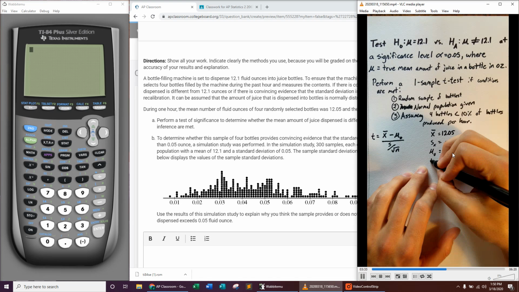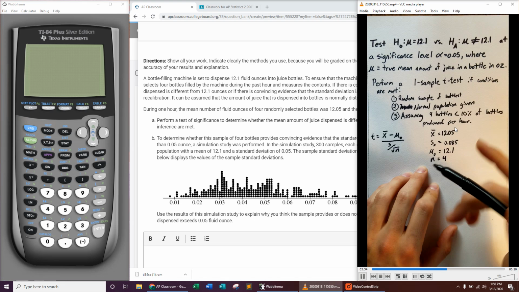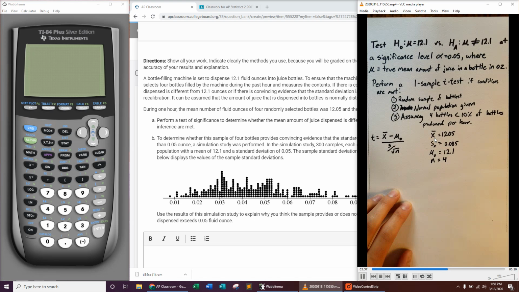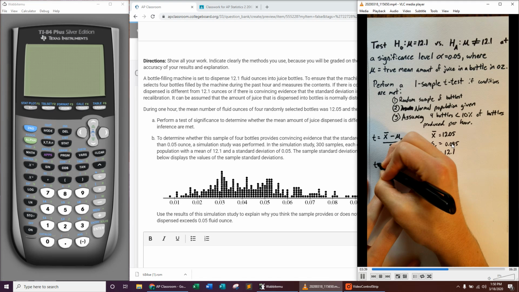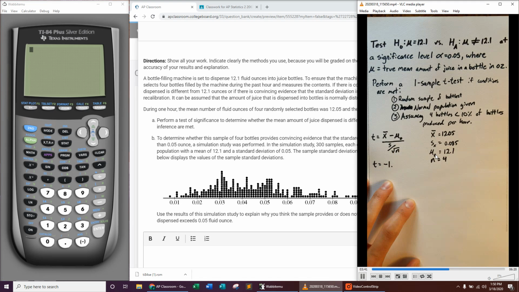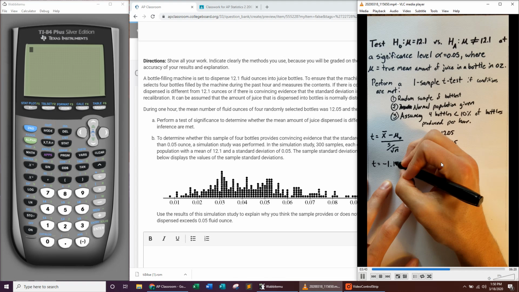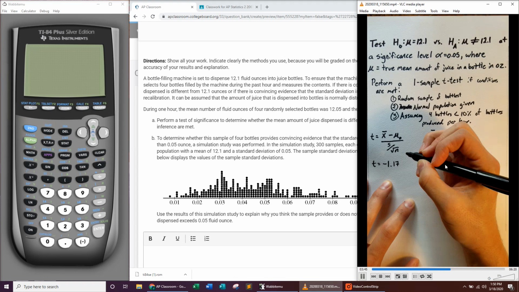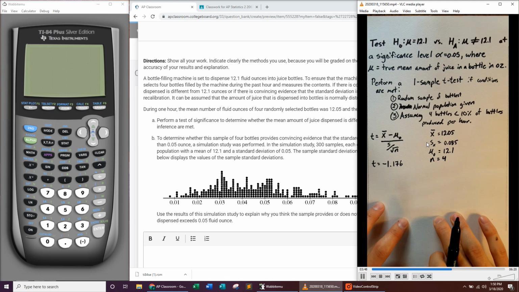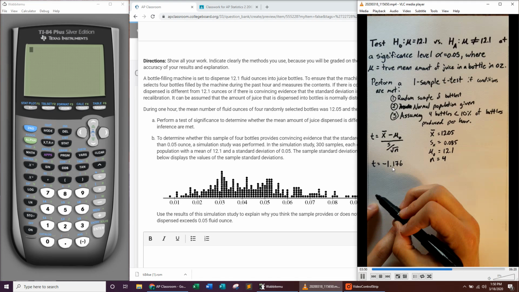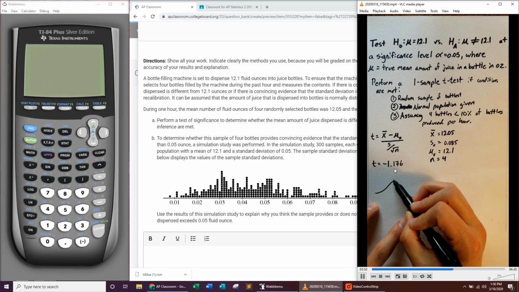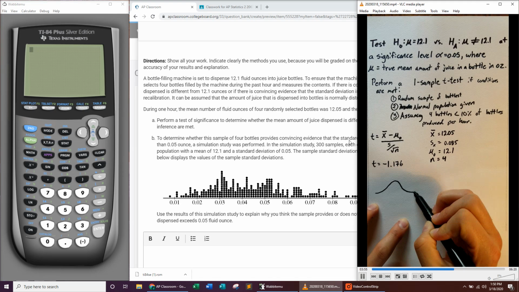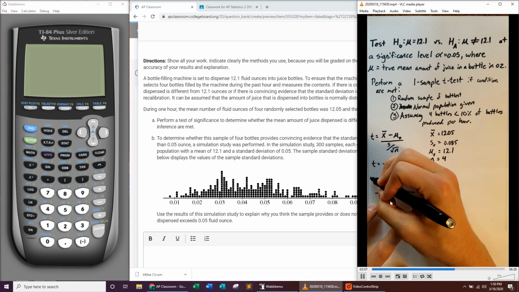Cool, so I'm just gonna jot down the numbers we were given. Our sample mean was 12.05, the standard deviation of the sample, and the true mean, as well as the sample size was 4 bottles we check every hour. Okay, so if we throw these numbers into our calculator, we're going to get a t-value of negative 1.176. I'm also going to draw the t-distribution here.